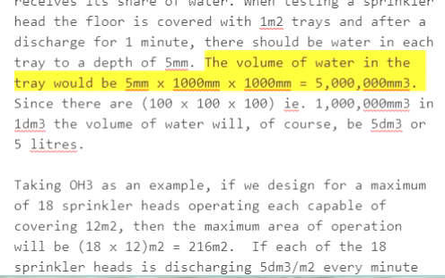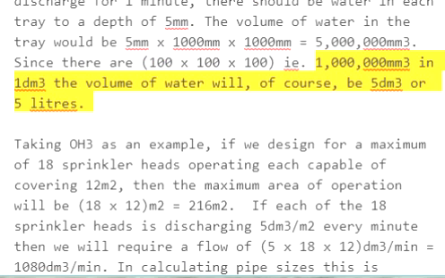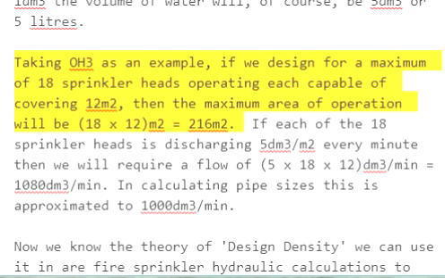The volume of water in the tray would be 5 mm by 1000 mm by 1000 mm equals 5 million cubic millimeters. Since there are 100 by 100 by 100, i.e. 1 million cubic millimeters in 1 cubic decimeter, the volume of water will be 5 cubic decimeters or 5 liters. Taking OH3 as an example, if we design for a maximum of 18 sprinkler heads operating, each capable of covering 12 square meters, then the maximum area of operation will be 18 by 12 equals 216 square meters.